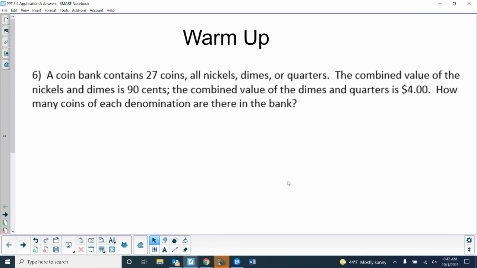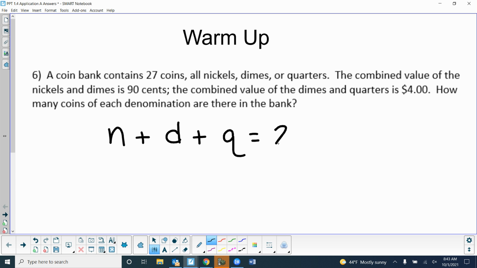All right, so can we all agree that we can say n plus d plus q equals 27, with that first telling you 27 coins? Does that make sense? Because the number of nickels plus the number of dimes plus the number of quarters equals 27 coins, right? You all know that a nickel's worth 5, a dime's worth 10, and a quarter's worth 25 cents, right?